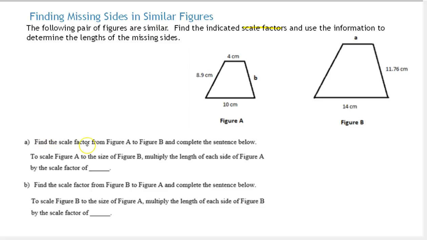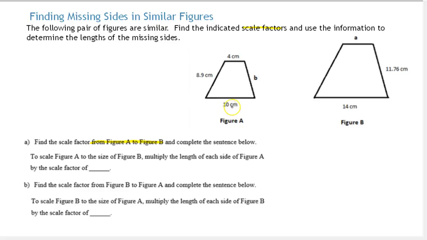So first it says, find the scale factor from figure A to figure B and complete the sentence below. Now, the first thing you want to notice is that this side corresponds to this side, but we only know one value. This side corresponds to this side, but we only know one value. Same here, these correspond. So we want to use the sides where we know the value for each of the figures. That way we can find the scale factor. So to scale figure A to the size of figure B, multiply the length of each side of figure A by the scale factor of blank.